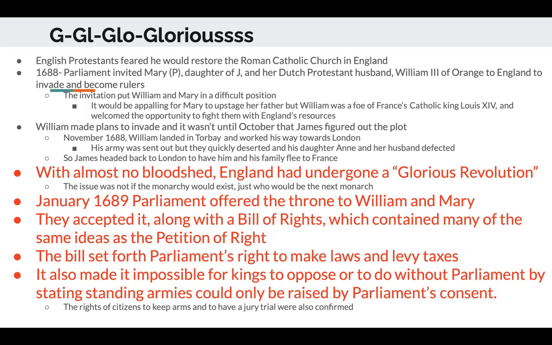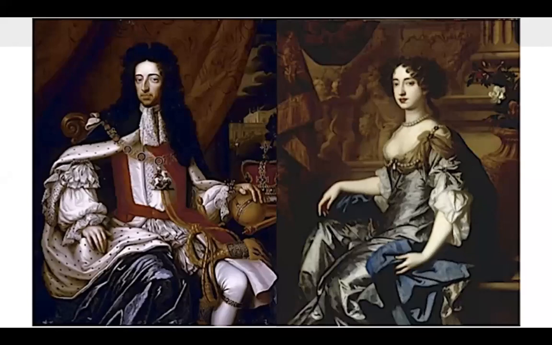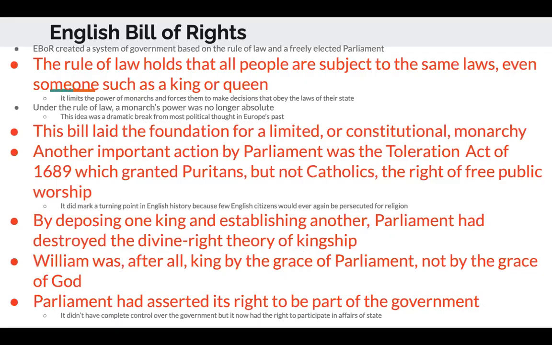In January 1689, Parliament offered the throne to William and Mary. They accepted it along with the Bill of Rights, which contained many of the same ideas as the Petition of Right. This bill set forth Parliament's right to make laws and levy taxes. It also made it impossible for kings to do without Parliament by stating that standing armies could only be raised with Parliament's consent. The rights of citizens to keep arms and to have a trial by jury were also confirmed. Here's William and Mary. English Bill of Rights.